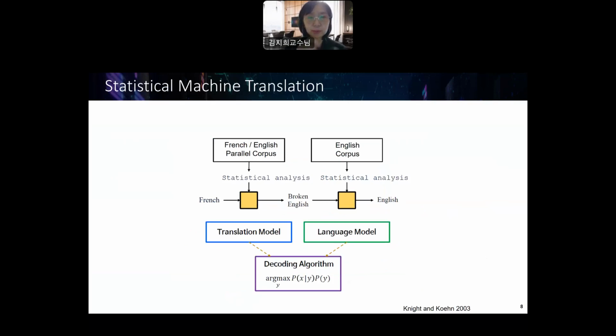Now, the left side is called the translation model, and the right-hand side is called the language model. And the decoding algorithm that creates the translation output is, as I mentioned earlier, this argmax equation.